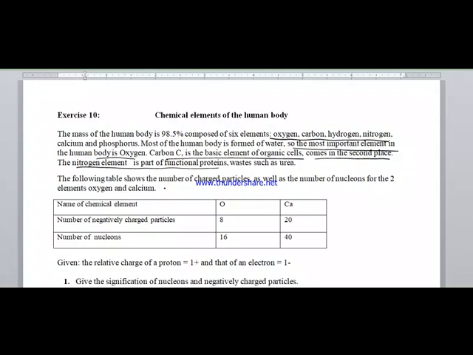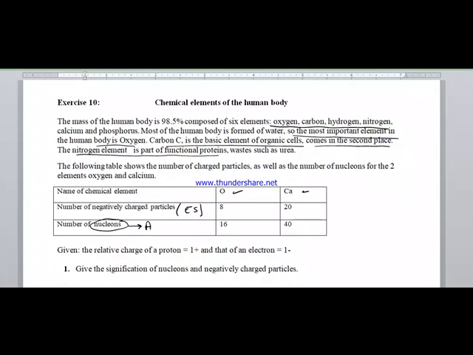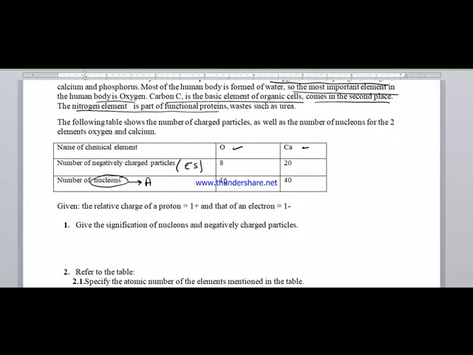In this table, we have two chemical elements, oxygen and calcium. The number of negative charged particles in oxygen is 8, and the number of negative charged particles in calcium is 20. Nucleons indicate the mass number A. Negative charged particles indicate the number of electrons. The mass number of oxygen is 16 and for calcium is 40.